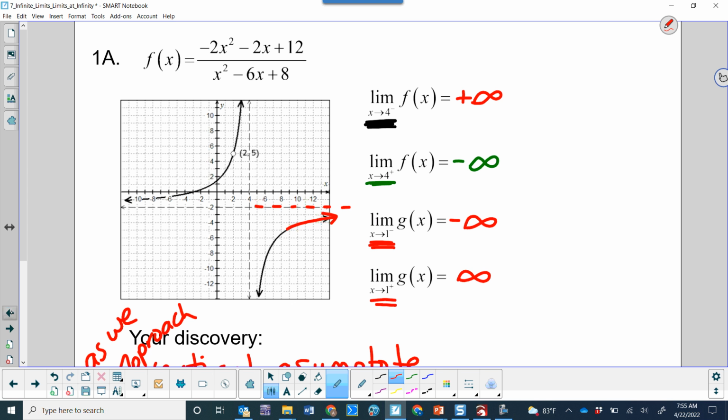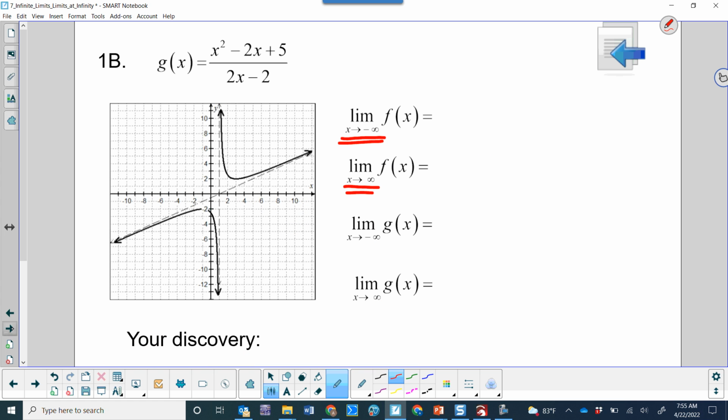If I say what is happening as x approaches negative infinity, that means I'm going to the left. If I just keep following the graph to the left, I'm also approaching negative 2. So both of these are going to be negative 2 for f.